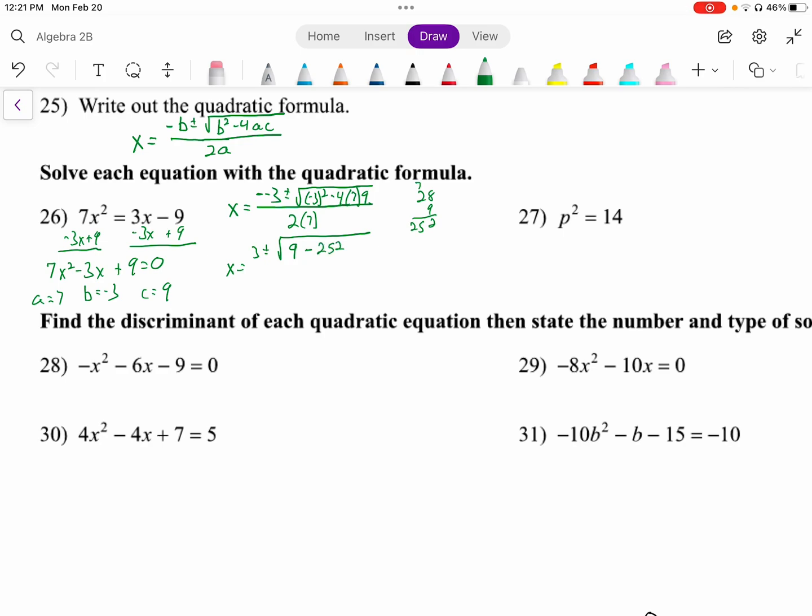Well, not all over 14. Well, that's x equals 3 plus or minus negative, is that 243? Negative 243 over 14. So we got x equals 3 plus or minus. We're going to have an i because we have a negative, so we can put the i before or after the square root. Square root of 243.